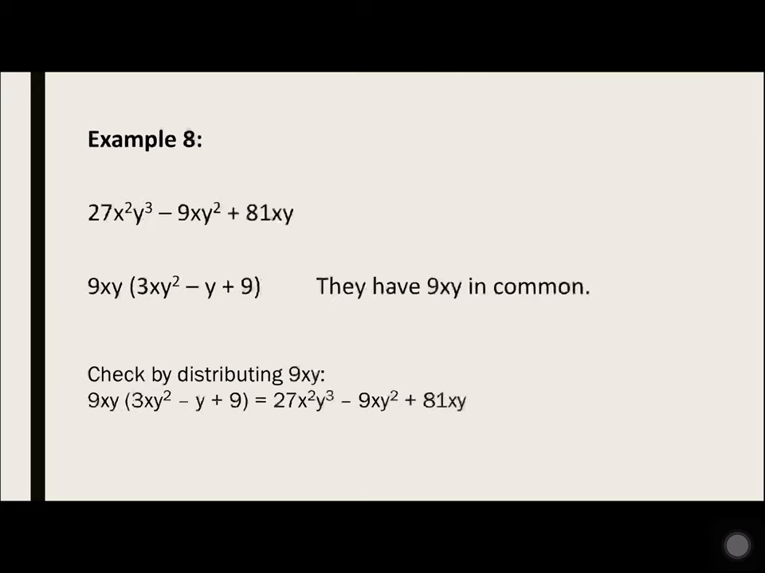Example 8. 27x squared y cubed minus 9xy squared plus 81xy. They all have 9xy in common, so it goes up front. Put in the parentheses what that would distribute to equal the problem. So check. 9xy times 3xy squared is 27x squared y cubed. 9xy times minus y is minus 9xy squared. And 9xy times 9, 81xy.